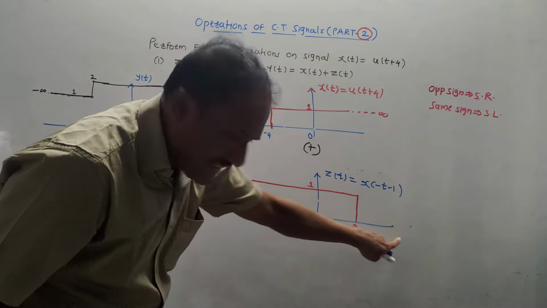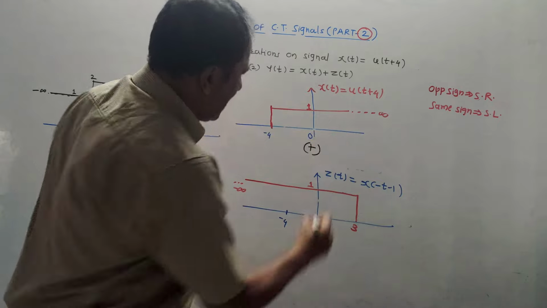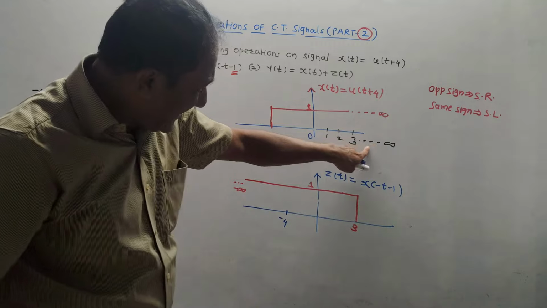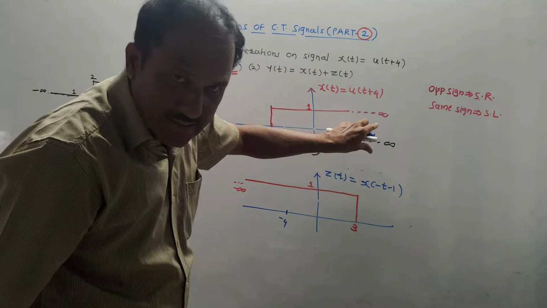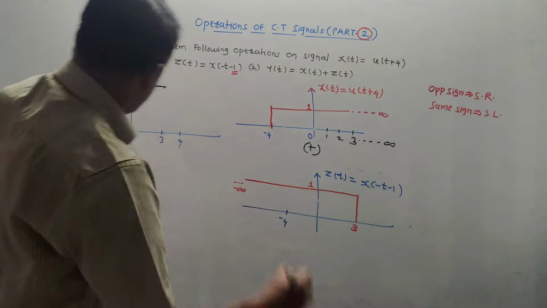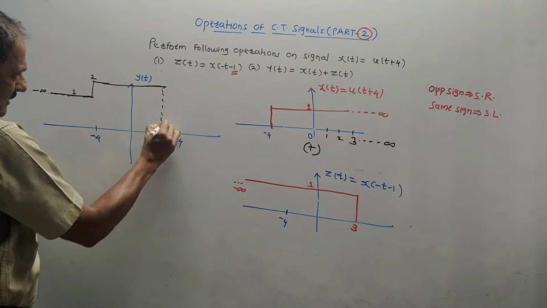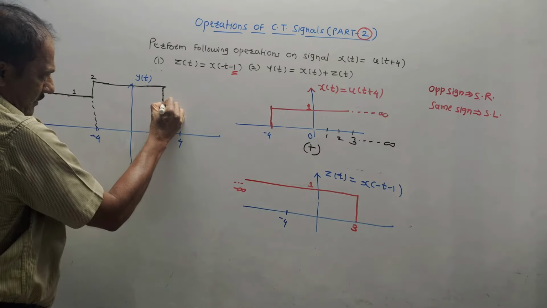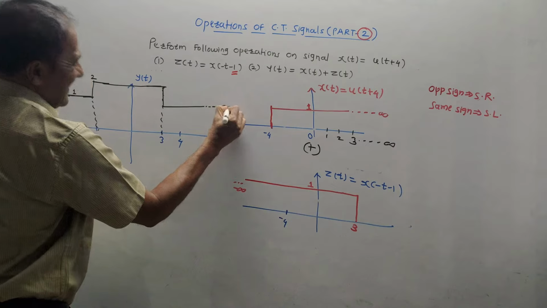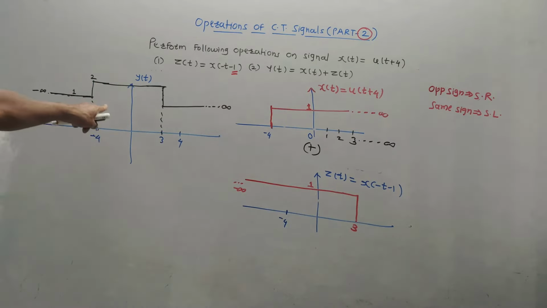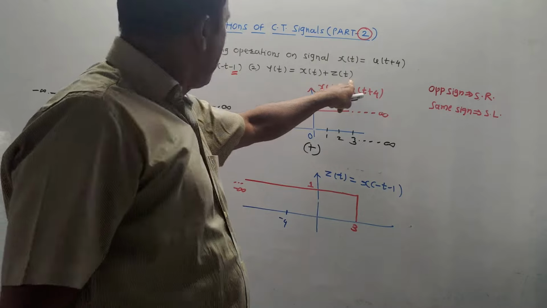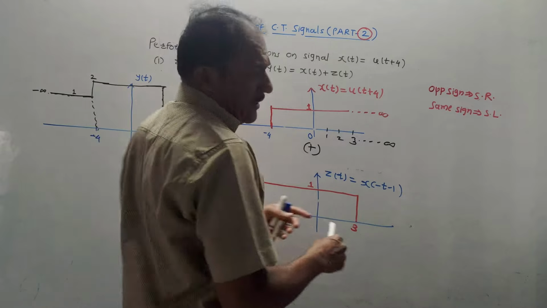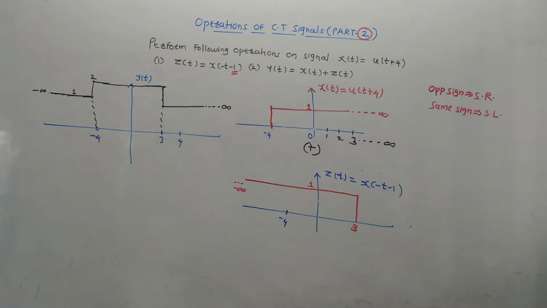Now after 3, the second diagram becomes 0, whereas after 3, let us say this is 1, 2, 3, till infinity, only one diagram is existing. The first diagram has amplitude 1. So after 3, this is the level of 3. This was the level of minus 4. So after 3, amplitude becomes 1, and the diagram is like this till infinity. So this is the resultant diagram of addition of x of t plus z of t, which is denoted by y of t. Let us solve one more complicated numerical to get the detailed idea.